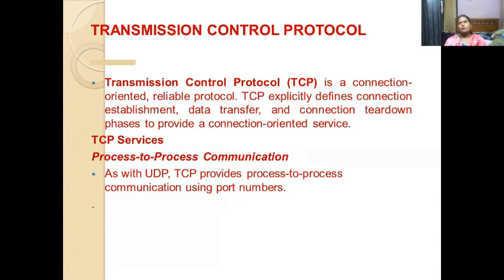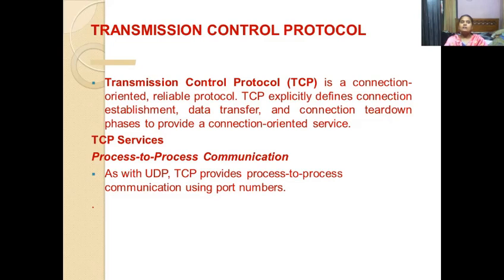Transmission control protocol provides a connection-oriented service and also a reliable service. Connection-oriented service means when a client or the server wants to transfer data, first it has to establish a connection, then the data transfer can happen, and once the data transfer is over, they have to terminate the connection. So this is what happens in TCP.